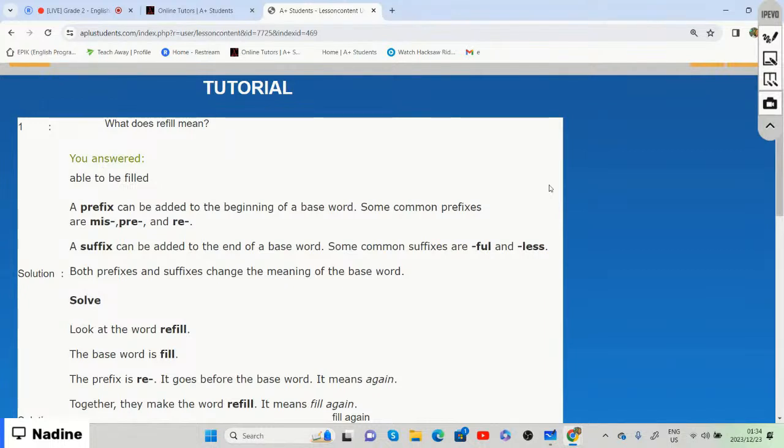The common prefixes that we made mention of earlier in our lesson are mis, pre, and re. And the common suffixes that we made mention of are full and less. So basically, if we add the prefixes to the beginning of the base word, or we add the suffixes to the end of the base word, then it changes the meaning of the base word. Once you add it to the base word, it changes the meaning of that word.